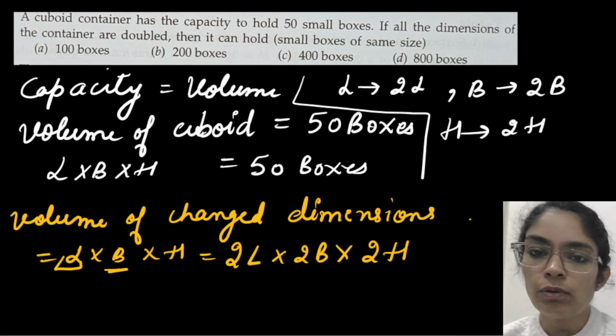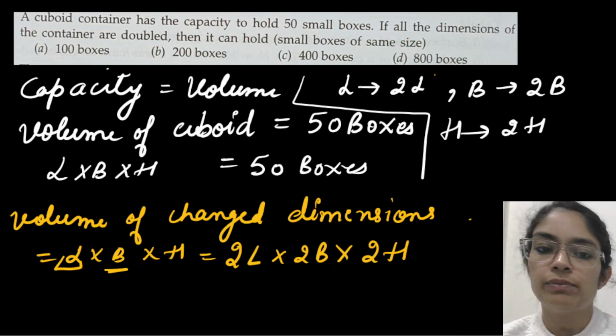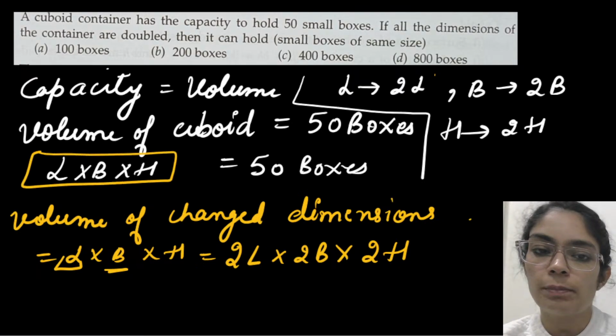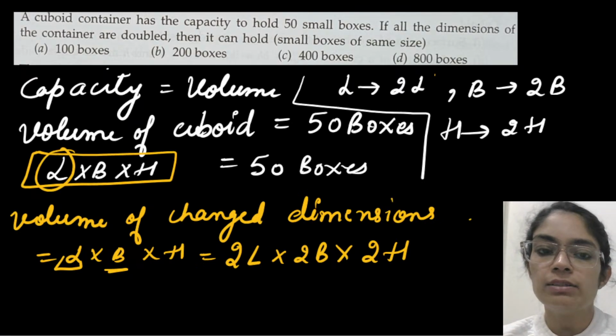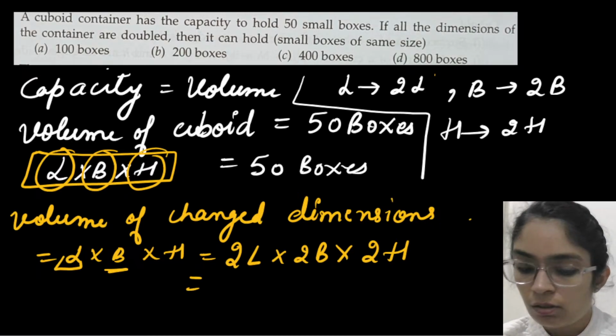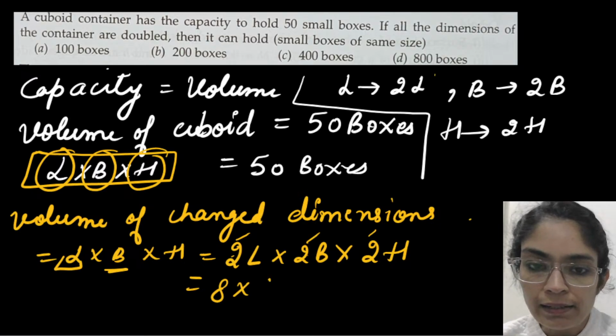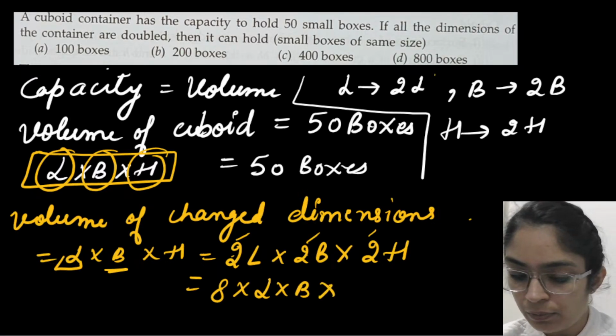So now to find the volume, applying the formula L into B into H, the length's value is now 2L, the breadth's value is 2B and the height's value is 2H. Now we can multiply the 2s. 2 into 2 is 4, 4 into 2 is 8. So 8 into L into B into H.